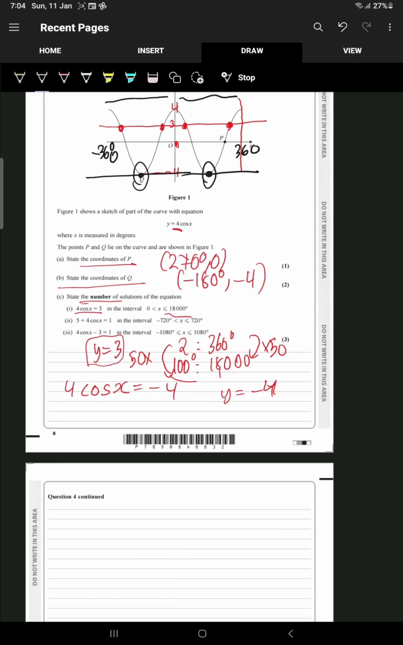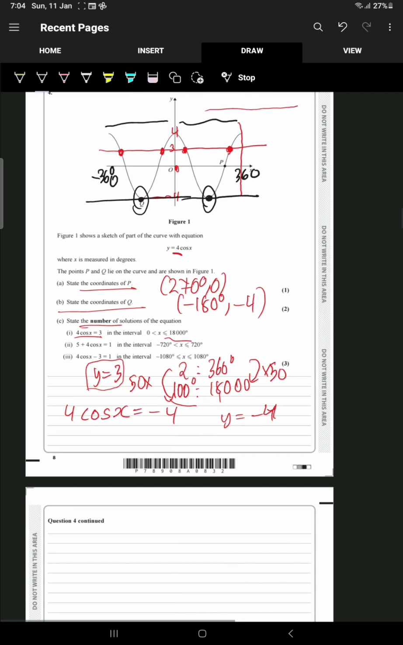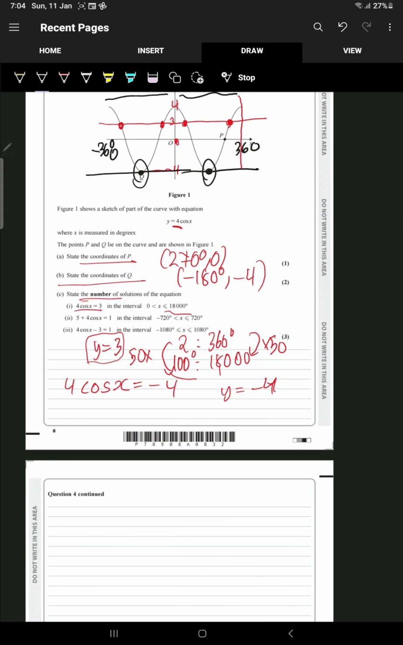Now what we can do is find how many solutions there are between minus 360 and plus 360. You could have done 0 to 360, but I'm doing minus 360 to 360 just to speed up the process. So there are 2 points of intersection between minus 360 and plus 360, and you can add them. 360 plus 360 is 720. And also we can add these two intervals.